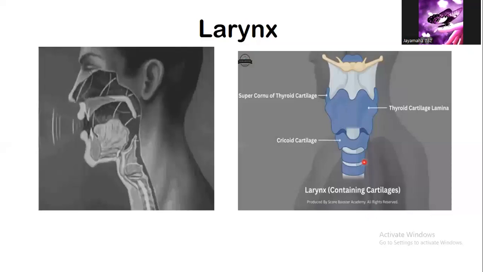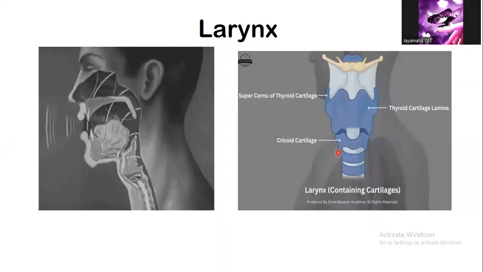And also in the picture, you all can see the superior horn of the thyroid cartilage here, the thyroid cartilage lamina, and the cricoid cartilage. And also, there are the vocal folds and the vestibular folds. As we said earlier, this larynx is called the voice box. It helps with the function of phonation.